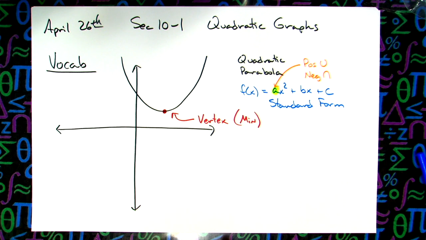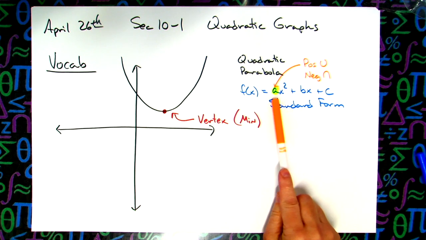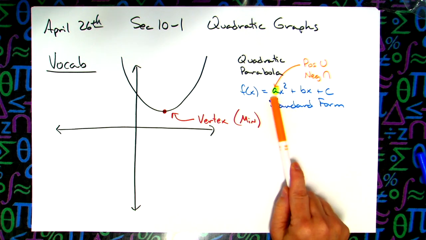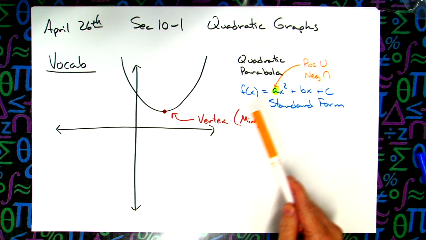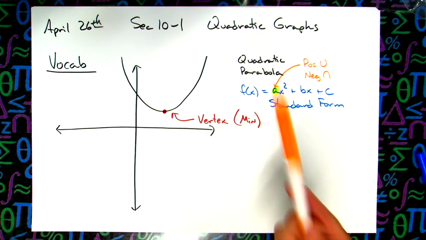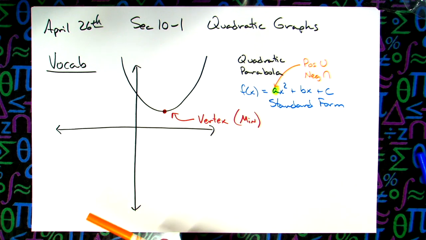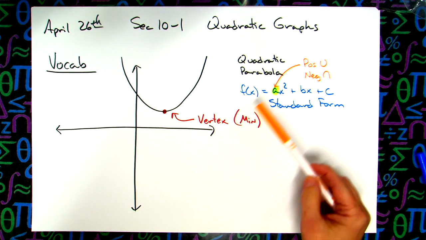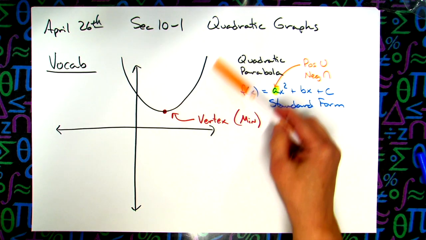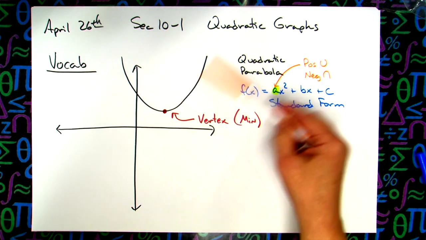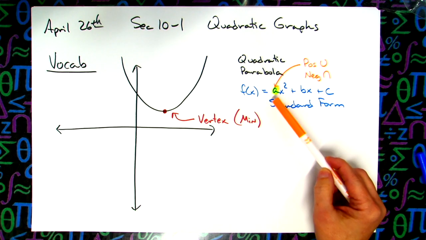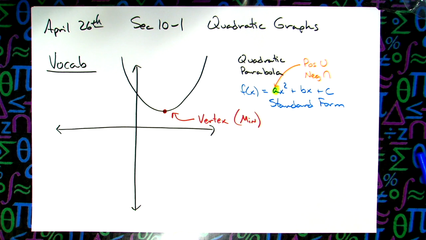So back to what I was saying. When this a coefficient, when that number is positive, it's upright. When that number is negative, it's upside down. So when you go to graph these, the first thing you're going to do is look at this and make a decision whether it's right side up or upside down. So don't graph a picture upside down when you know this is positive. Don't draw it right side up when it's negative. Simple things like that.